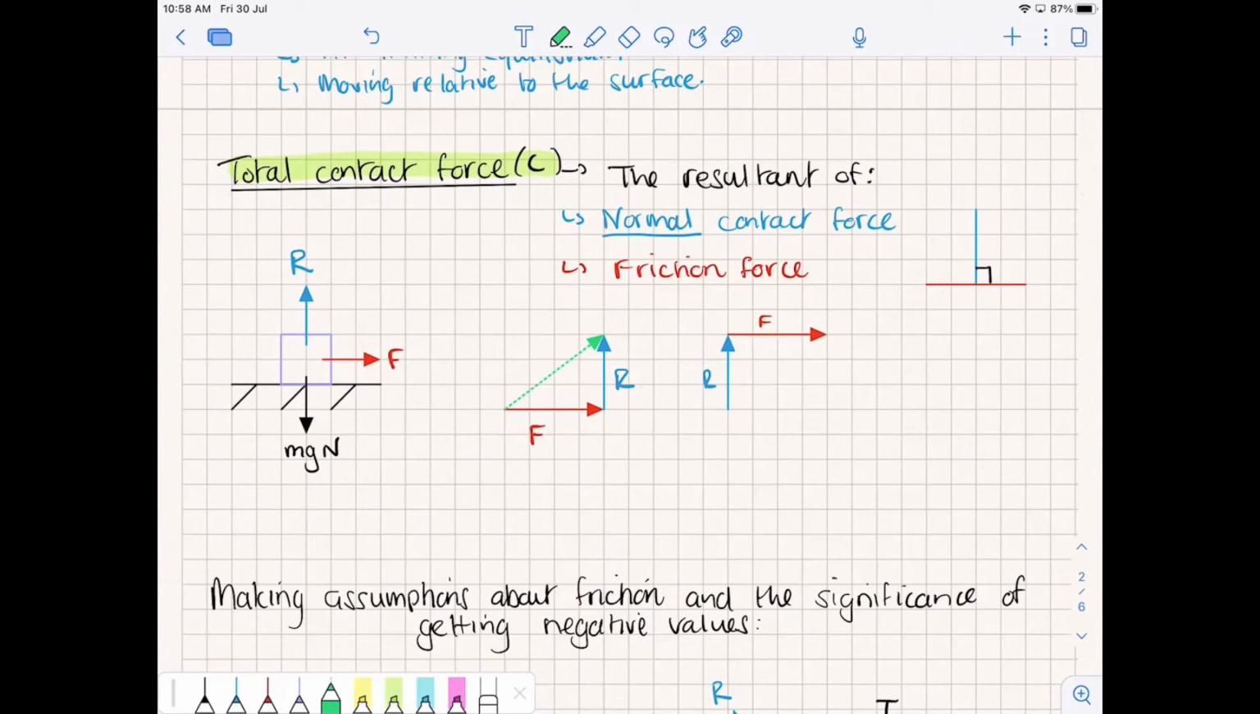Okay, so the object is being pushed up by the table or the surface, right? And the surface is also generating a friction force. So if we want to find out the total force that the surface is applying onto an object, we can find the result of the two forces.